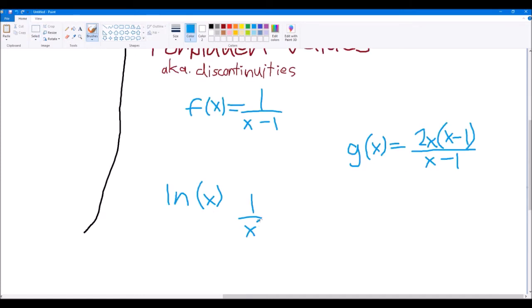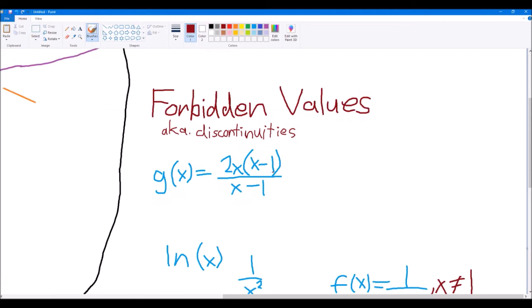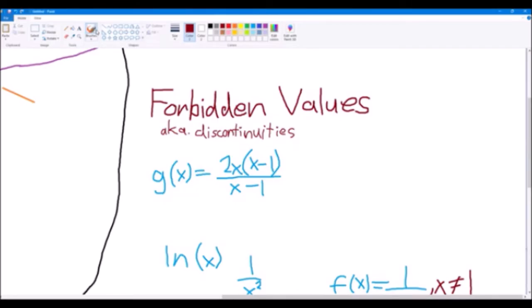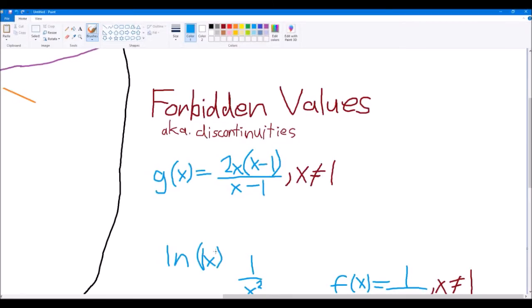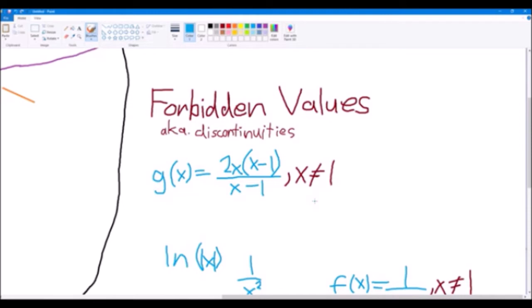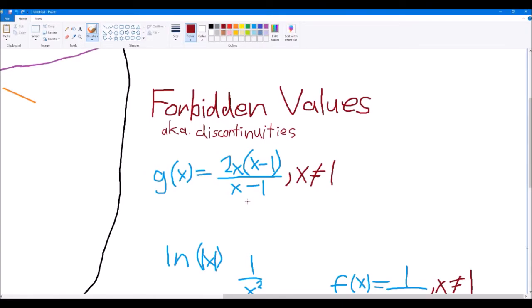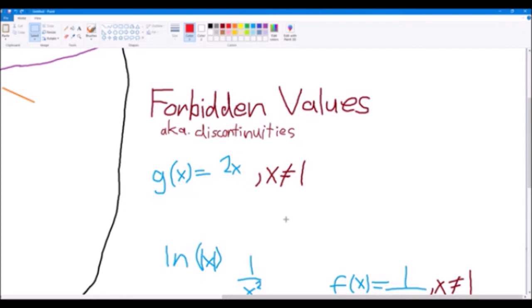Got it? Good. Now, forbidden values become really nasty when you're working with functions like g of x equals 2x times x minus 1 divided by x minus 1. Since the denominator could equal 0 if x equals 1, we must state this as a forbidden value. But the function wants to join this party, so it tries to use some algebra to get rid of the x minus 1. And it can do that. You can cancel out the x minus 1, except the forbidden value stays.